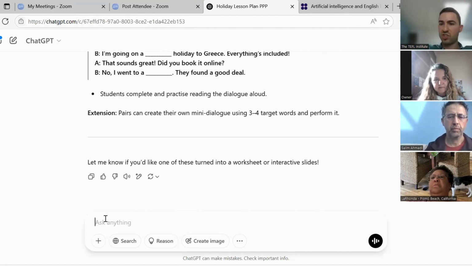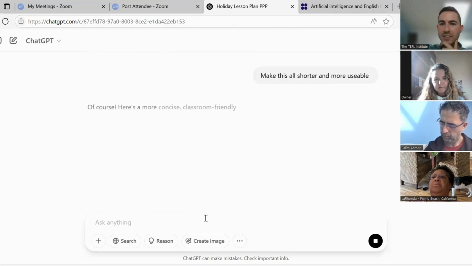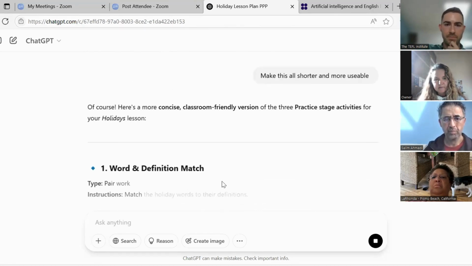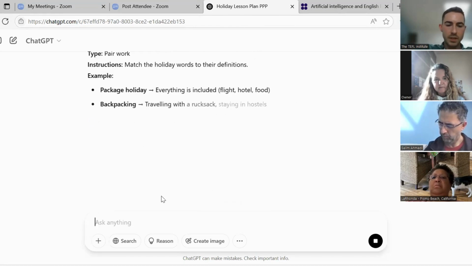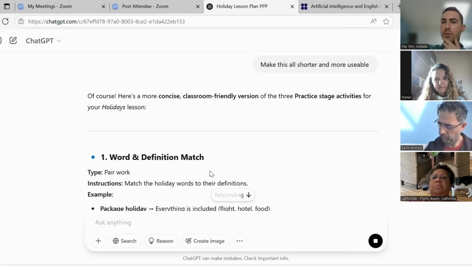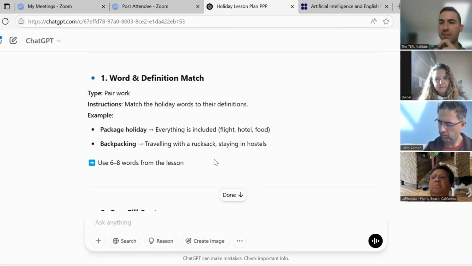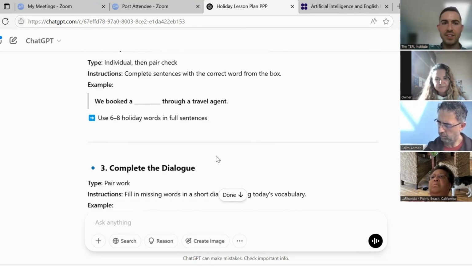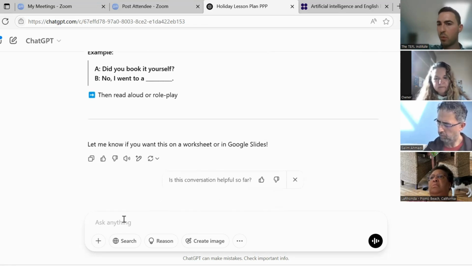If we wanted to make this shorter, that was quite a long lesson plan. Make this all shorter and more usable. So we get a more condensed version of this lesson plan. So my prompt wasn't specific enough here, and what it's actually done is just make the practice stage activities more condensed. So I need to be more specific in my prompt.